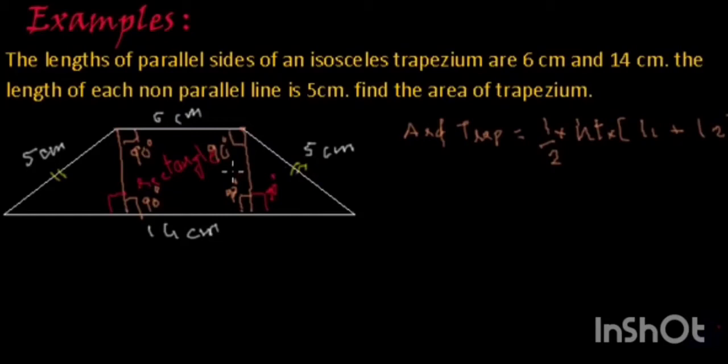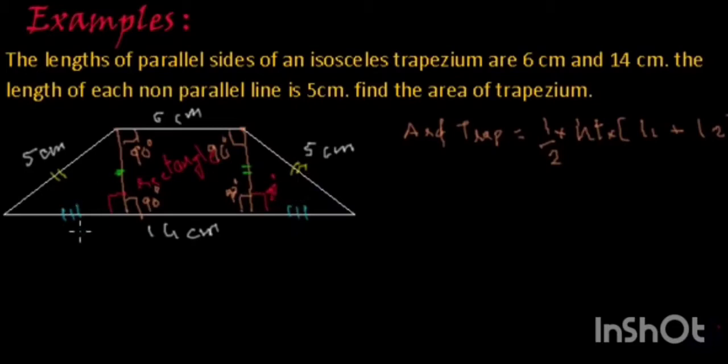Both of them are 5 centimeters each. And since this is a rectangle, this side of the rectangle will be equal to this side of the rectangle, right? And since this is a right angle triangle, this side, the base, will be equal to this. Why?